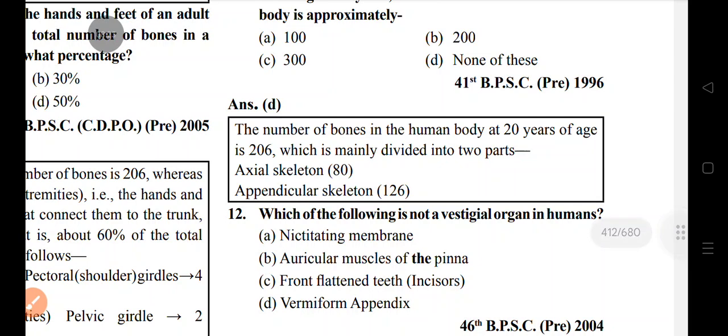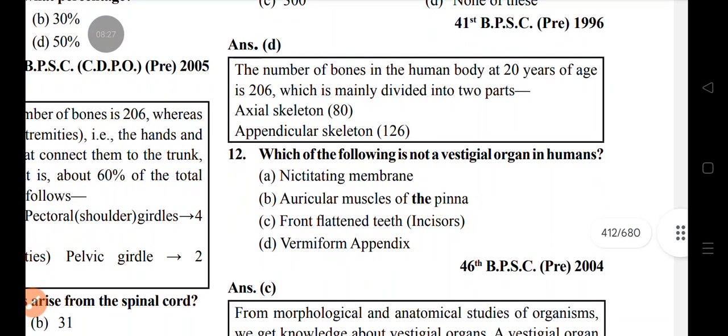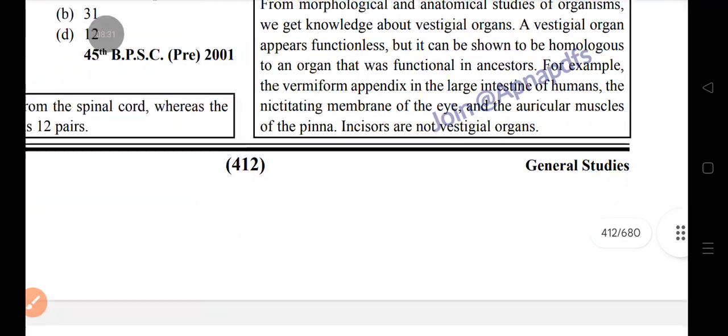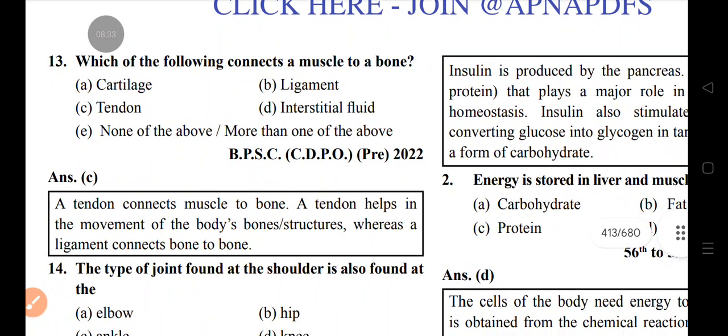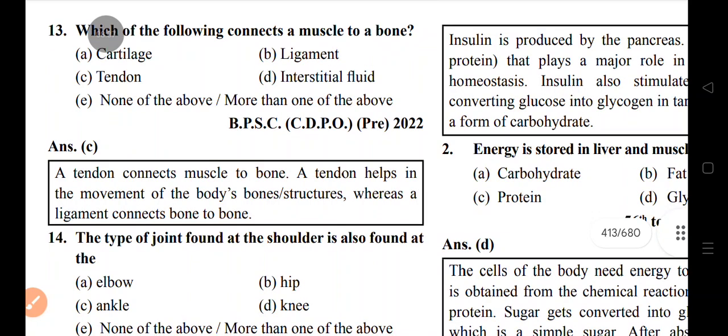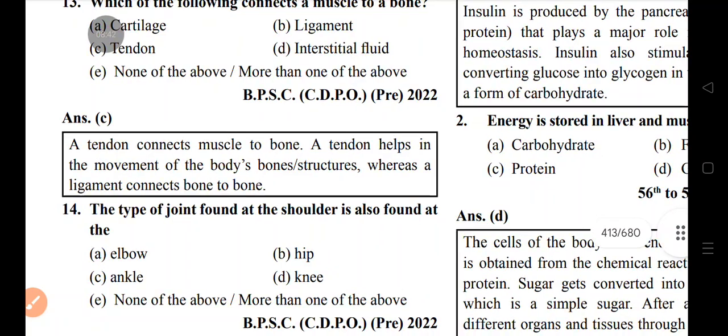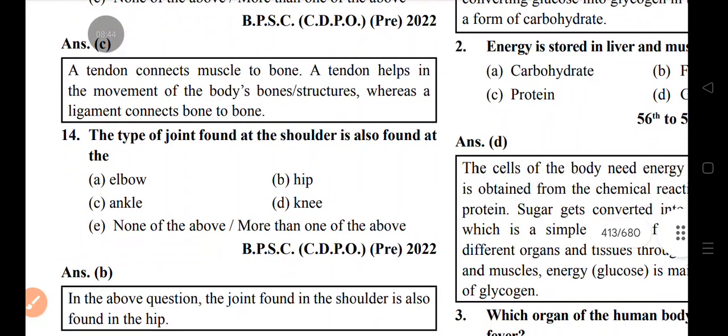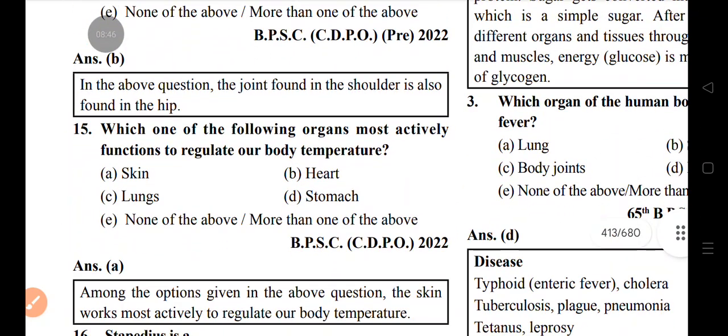Which of the following is not a vestigial organ in humans? Front flattened teeth, incisors. Which of the following connects a muscle to bone? Tendon. The type of joint found at the shoulder is also found at the hip. Which one of the following organs must actively function to regulate our body temperature?